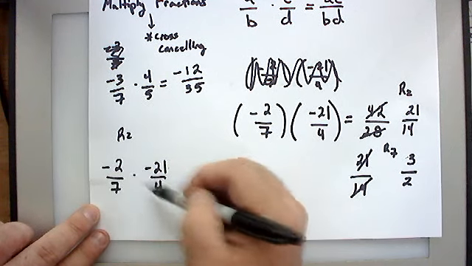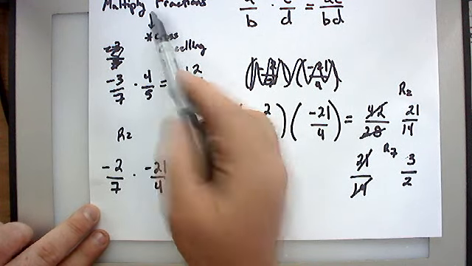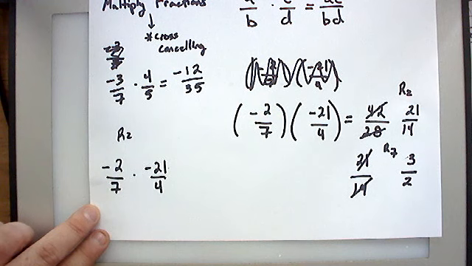I'm going to be doing it on the diagonal. This is only allowed for multiplying. Be very careful about this. Don't do this when you're adding, subtracting, or dividing.